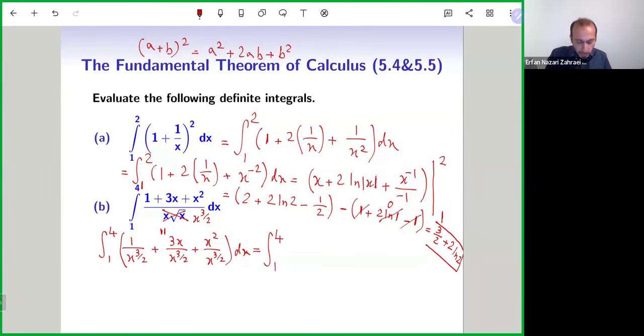Now I simplify all these to write them as a single power term for each term. So this one, I bring it to the top and I get a negative sign in the exponent. So x to the negative 3 over 2. This one, I use the exponent rule, that's x to the 1, so I get plus 3x to the 1 minus 3 over 2. What is 1 minus 3 over 2? It's negative 1 over 2. So this is negative 1 over 2.